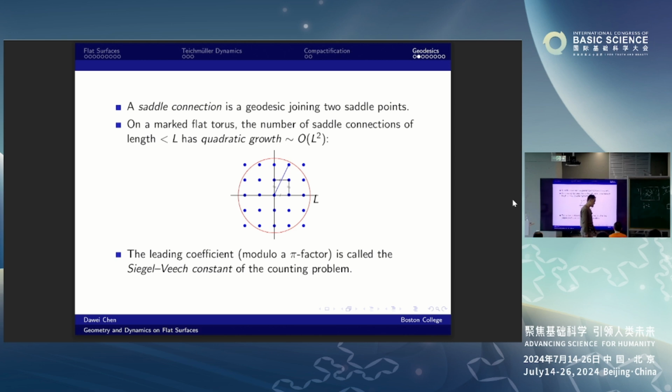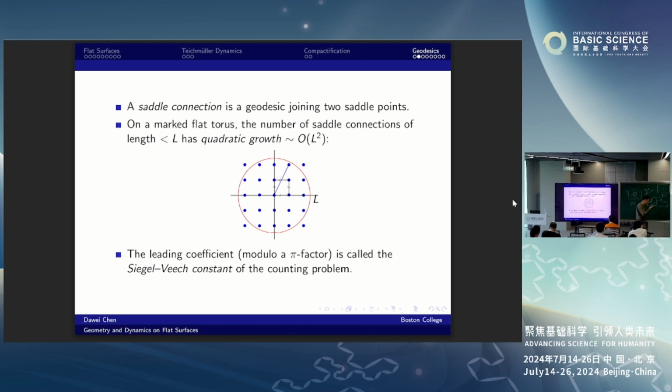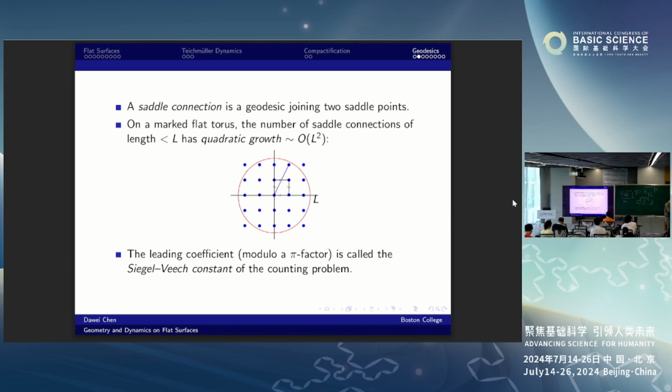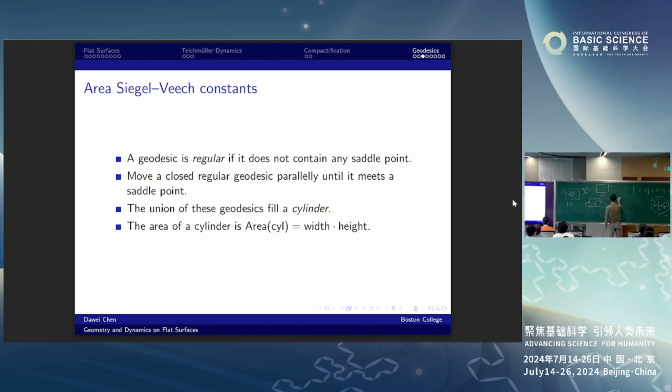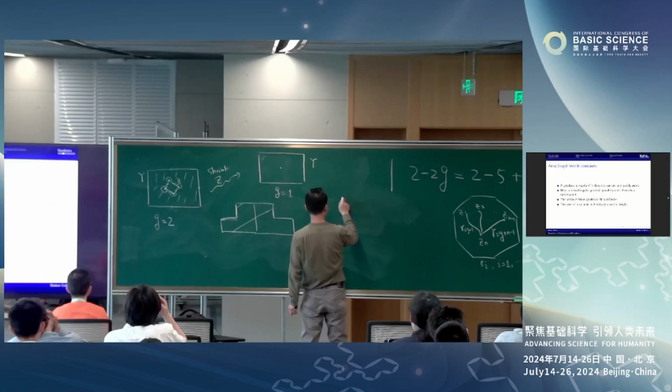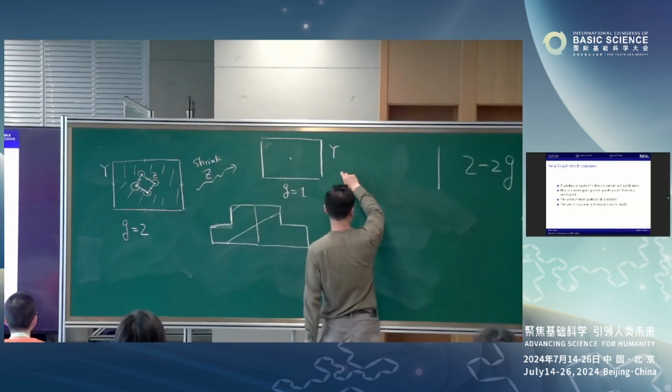So that's the phenomenon I'd like to highlight: this quadratic growth for some bounded objects like saddle connections, and then you want to analyze the leading coefficient. That coefficient is called the Siegel-Veech constant for this counting problem. And here I'd like to consider a special type of Siegel-Veech constant called the area Siegel-Veech constant. So roughly speaking, sometimes you may not have quite a saddle connection, but suppose my flat surface looks like the following.